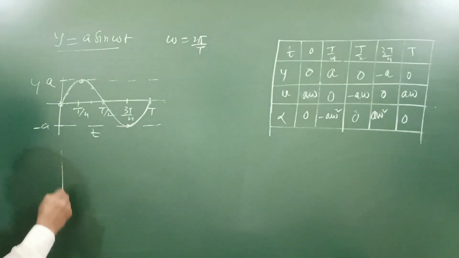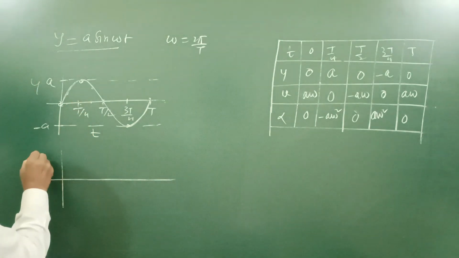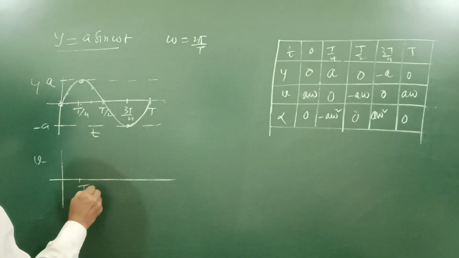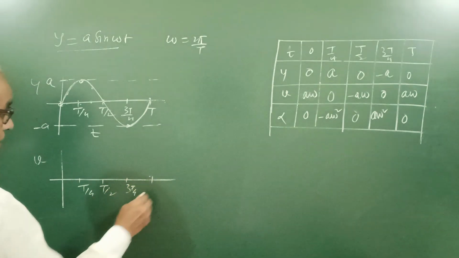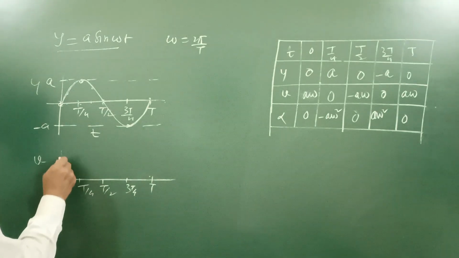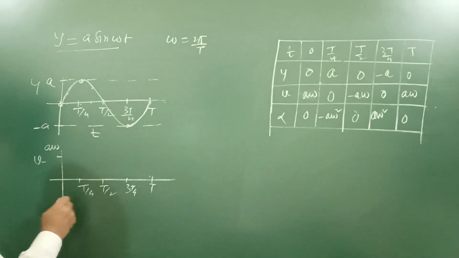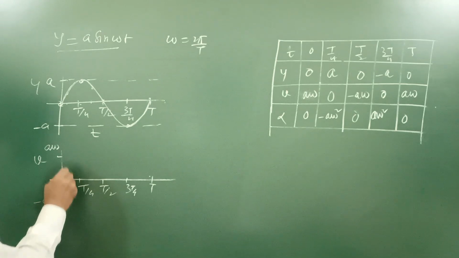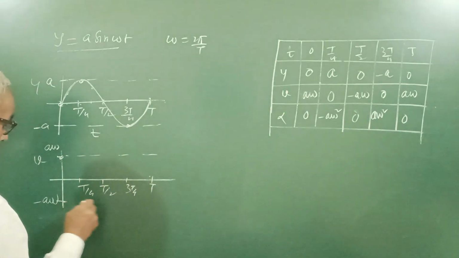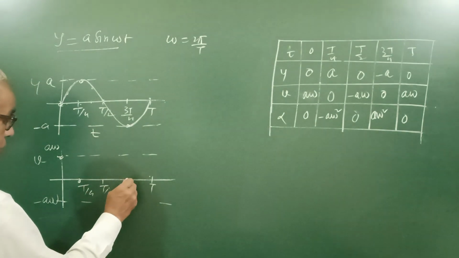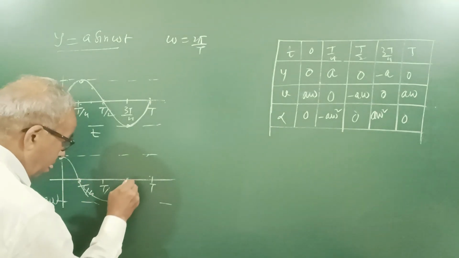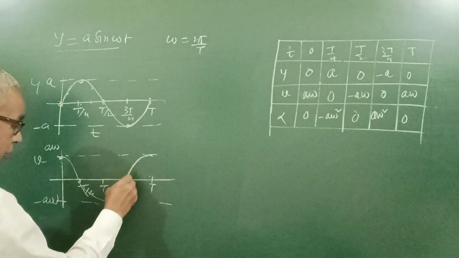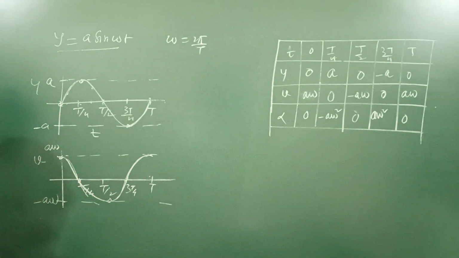Now the vt graph, the same, with t by 4, t by 2, 3t by 4 and t. So a omega, minus a omega at 0, t, a omega, and at t by 4 it is 0, minus a omega, 0. So this curve comes like this. This is the velocity time graph for a particle performing SHM.